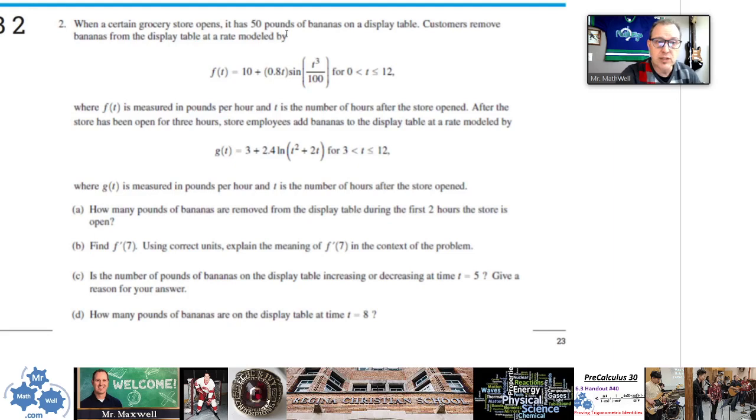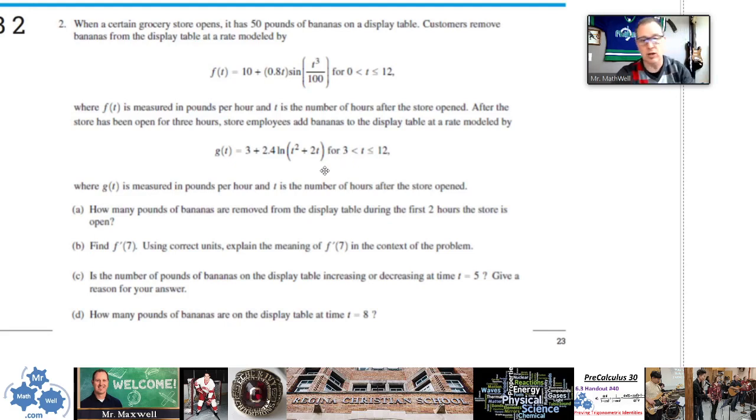A certain grocery store opens, 50 pounds of bananas is on display. Boom. We start with 50 pounds of bananas. We know that right away. Customers remove the bananas from the display at this rate. So f of t, this would be a rate. So this is equal to the derivative, right? It's a rate of change. So this is the rate of removal of the bananas. T hours after the store opened, after the store has been open for 3 hours, store employees add bananas to the table. So this is the rate of the bananas coming onto the table. But notice that rate doesn't kick in till 3 hours after opening. All of this stuff you have to jot down, put in your memory banks in order to solve questions like this.